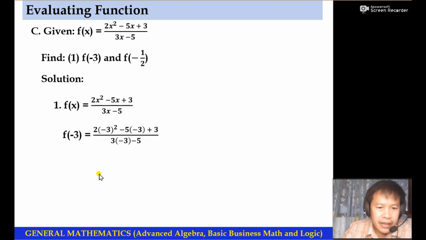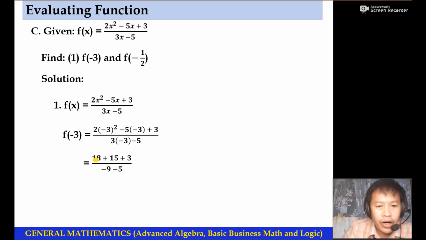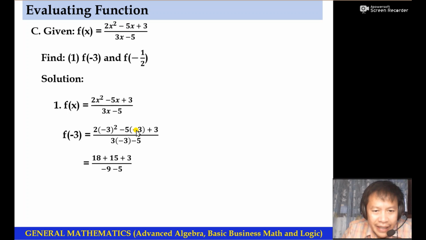Okay, so this is it. Negative 3 times negative 3 is 9. 9 times 2 is 18. Did you understand, students? So we performed simultaneously the exponential expression and the removal of the symbols of grouping. Negative times negative is positive already. 5 times 3 is 15 plus 3. And the denominator is 3 times negative 3 is negative 9 minus 5.